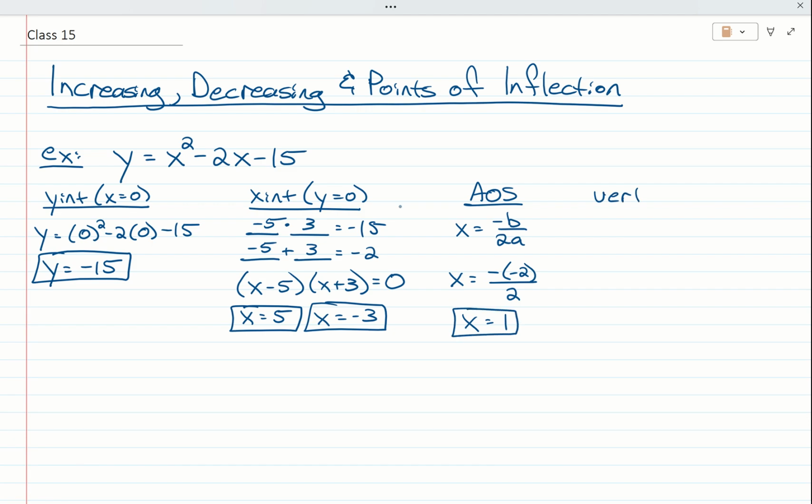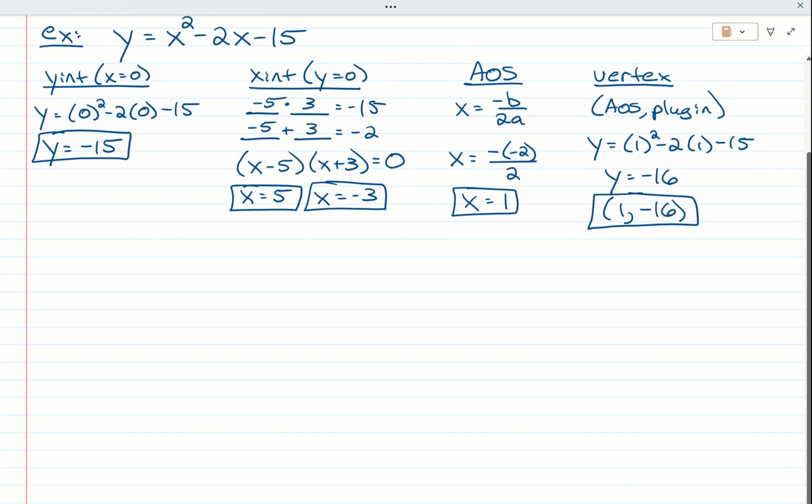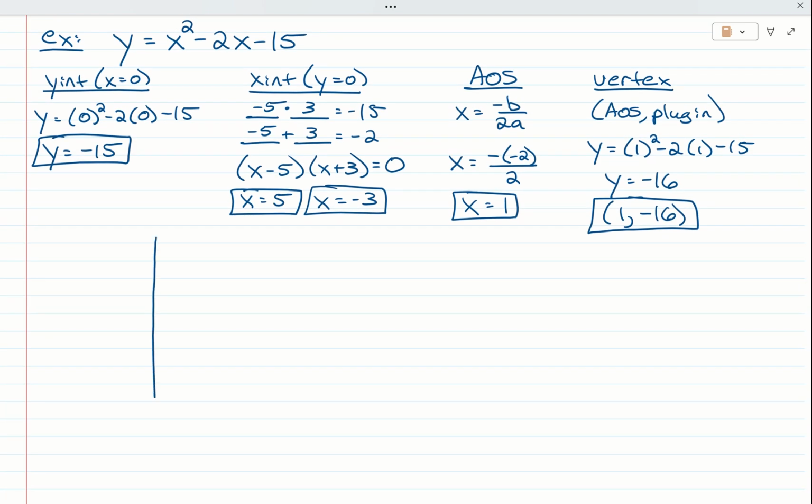And then lastly, to get the vertex, remember we take the axis of symmetry value and plug it in to come up with the y value. The x value is 1, so y is equal to 1 squared minus 2 times 1 minus 15. 1 minus 2 is negative 1, minus 15 is negative 16. So the vertex would be your axis of symmetry, comma, the y value. Let's tie this together and see what this graph would actually look like, and then I'm going to teach you some new vocabulary words.